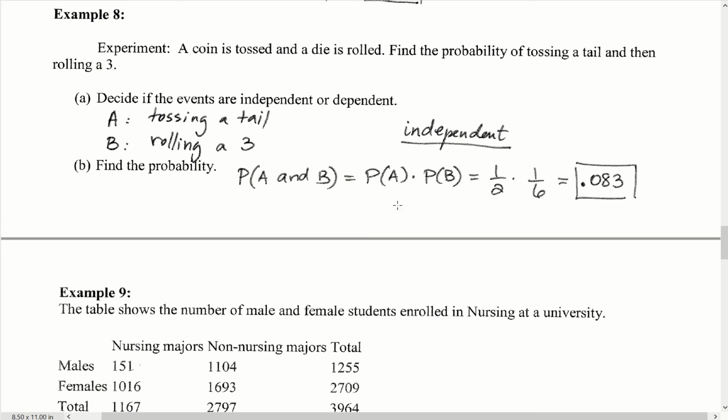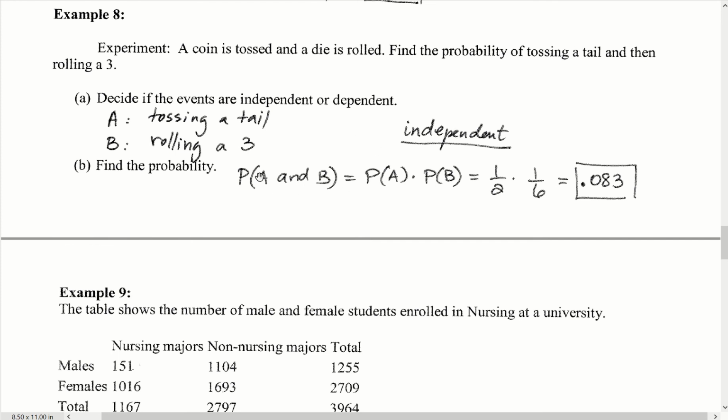Let's look at example 8. Suppose that we toss a coin and we also roll a die. Find the probability of tossing a tail and then rolling a 3. These 2 events, the event of tossing a tail and the event of rolling a 3, should be independent because no matter what happens with the coin, that's in no way, shape, or form going to influence what's going to happen on the die. So these 2 events will end up being independent.